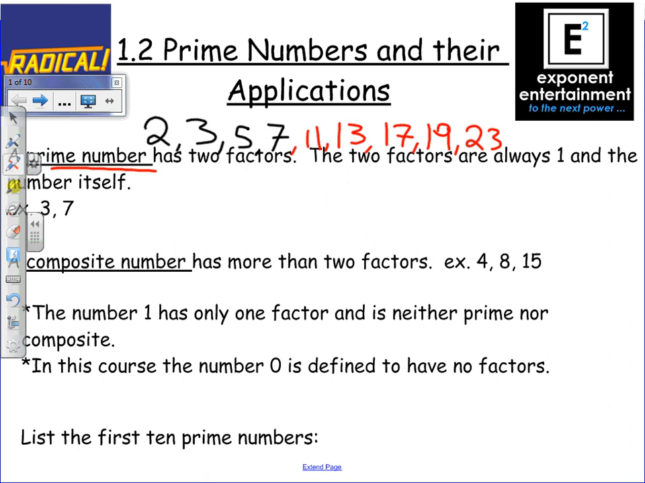How many do we have? What's the last one? Some people say 27, some people say 29. What's 27 divisible by? Divisible by 9 and 3, right? So that's 29. You're going to need to know the first 10 or so prime numbers almost off by heart. It'll make your life way easier.